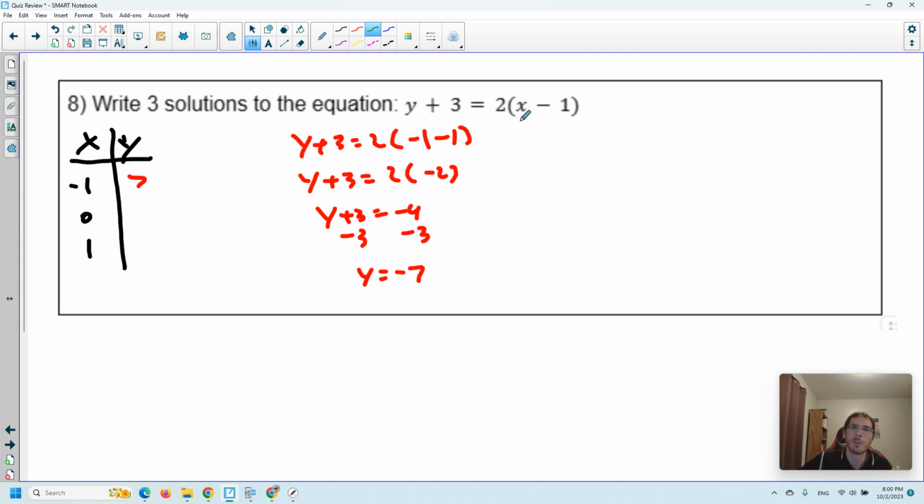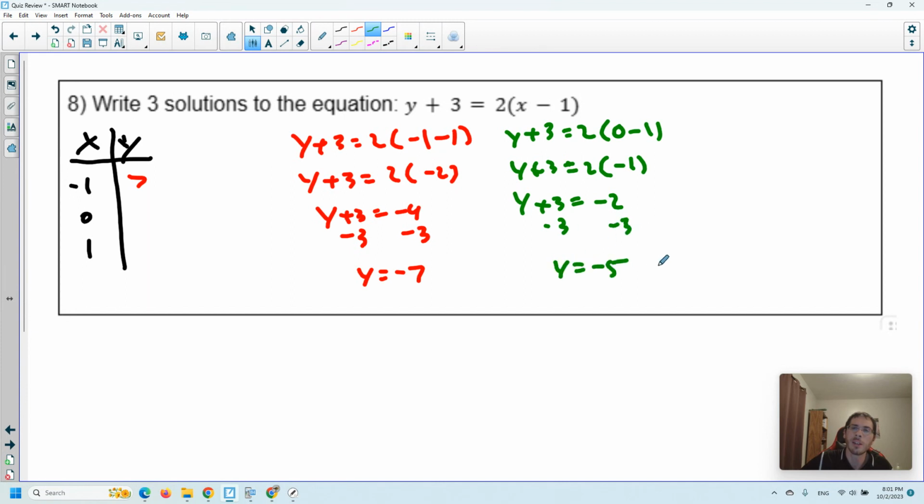All right, just try another one. So I'll just throw 0 in there. y plus 3 equals 2, 0 minus 1. y plus 3 equals 2 times -1. y plus 3 is -2, minus 3 both sides. y equals -5. And you might start seeing the pattern emerge.